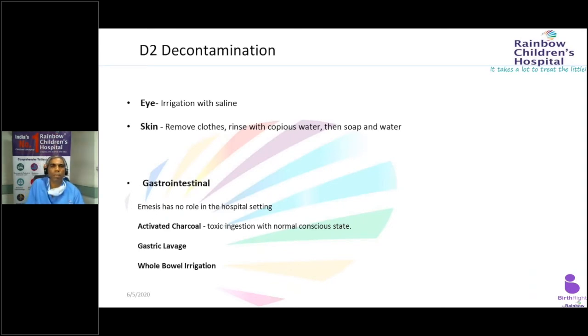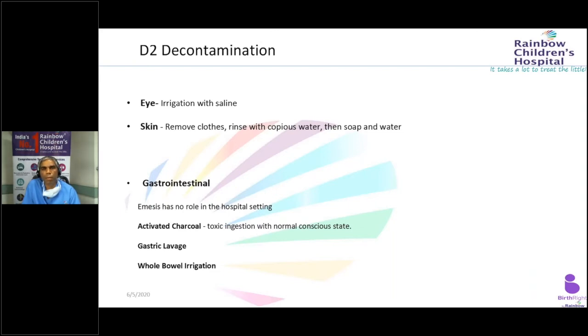So decontamination helps you to decrease the absorption of poison either from the eyes, or from the skin, or from the gastrointestinal tract. If eyes are exposed, it's quite important that we should irrigate the eyes with plenty of saline water so that we wash out the poison. And if we have a dilemma about skin exposure, we have to remove all the clothes and wash thoroughly with plenty of water or soap with water.